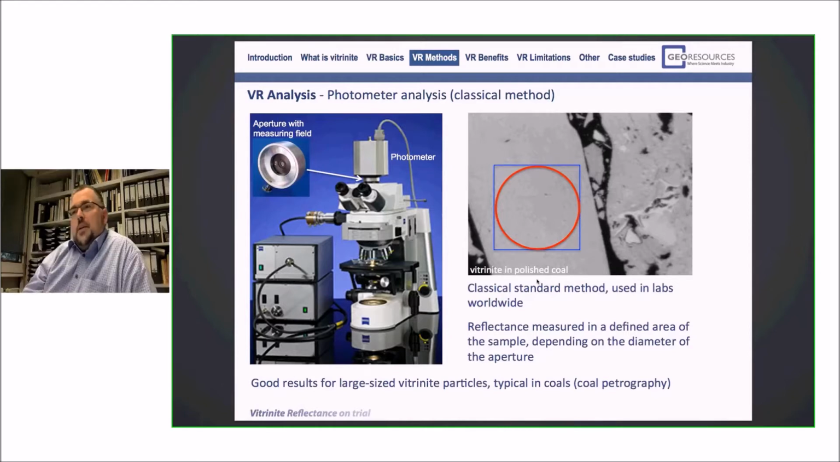So this method works very well if you have large vitrinite particles, like typical in coals. This picture here is vitrinite in polished coal. So you have a huge vitrinite particle, another one here. And if you measure with this measuring field, you will have a very homogeneous value. So for coals, where this method was developed for, no problem with the method.